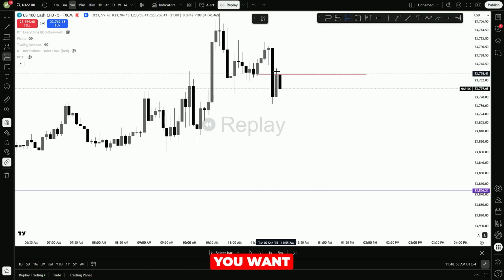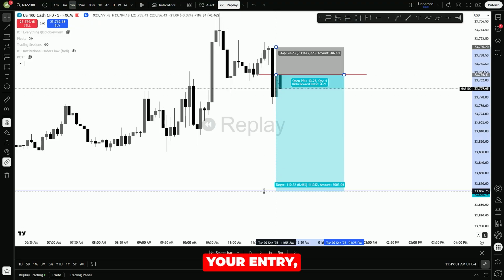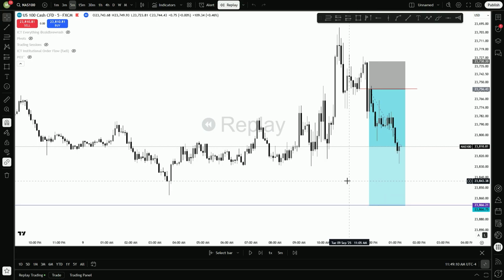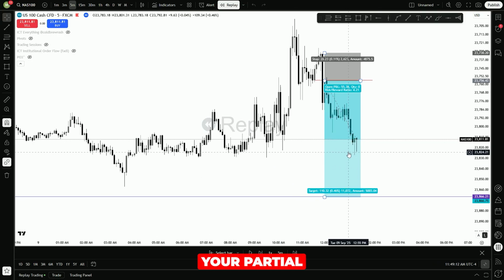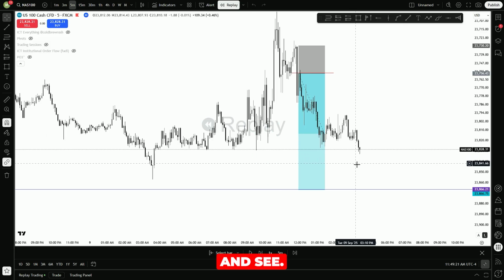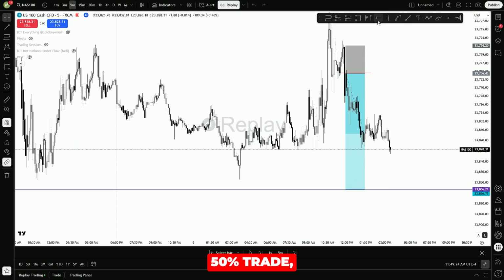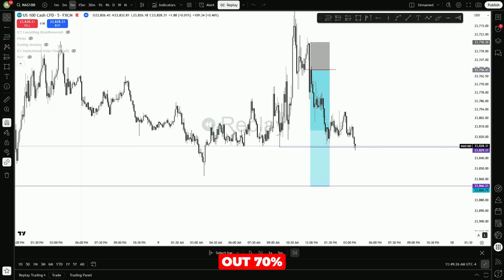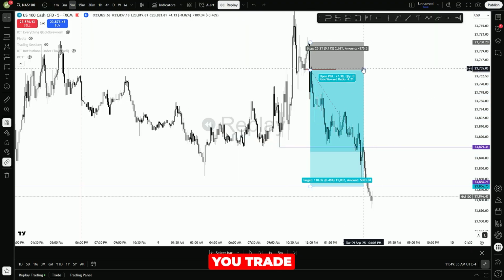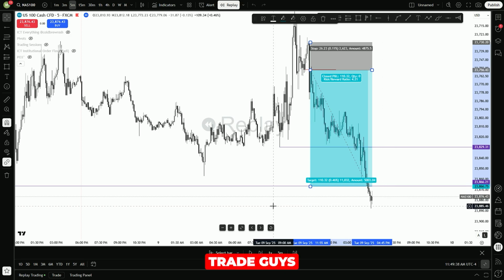It depends on you, where you want to enter the market. So let's see, this is your entry, this is your target. This will be your partial. You can take your partials over here and let the trade run. As I said, you can take your partials over here, 50% or 70% of the trade, and just let the other run. So this is how you trade the CISD. That is the game, that is the trade, guys.